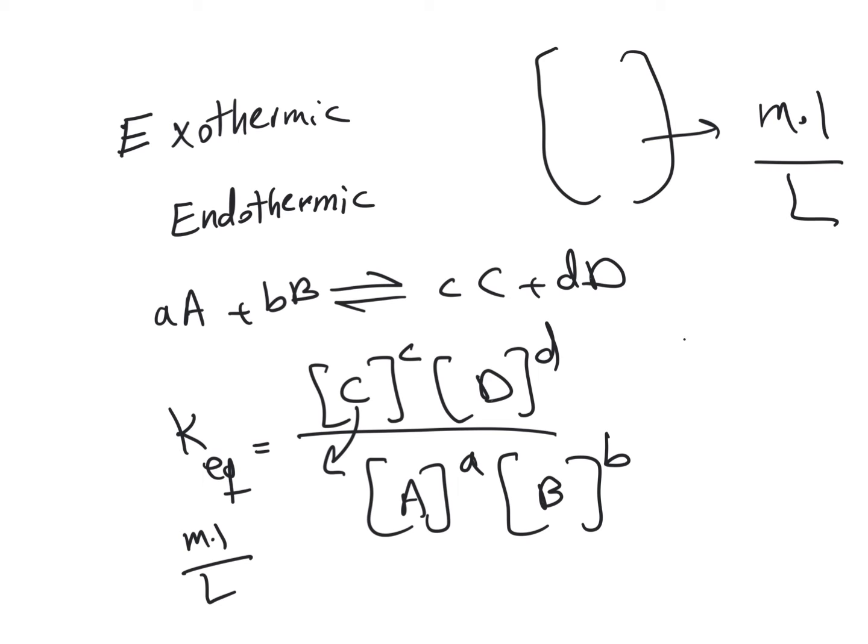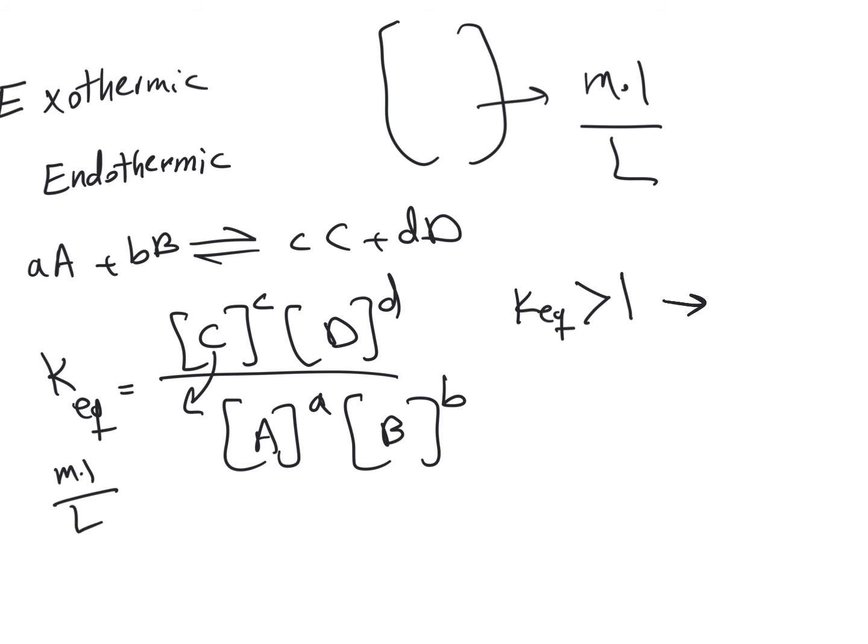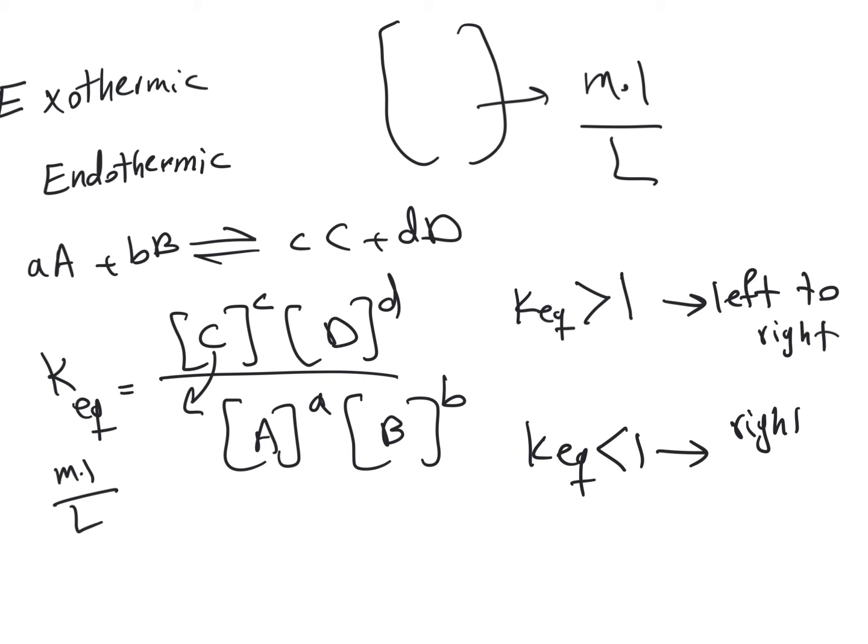If K equilibrium is bigger than 1, the reaction goes left to right. If it's less than 1, the reaction goes right to left.